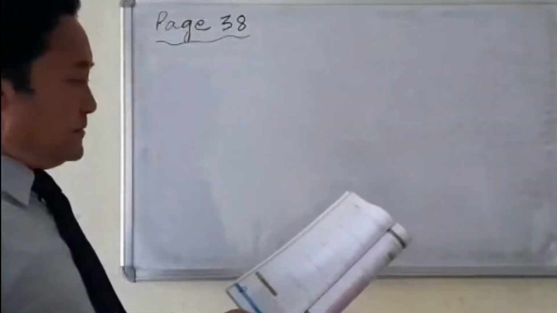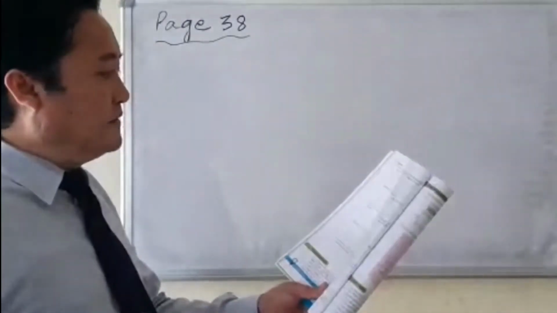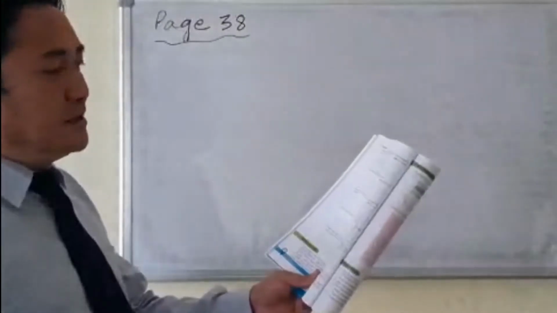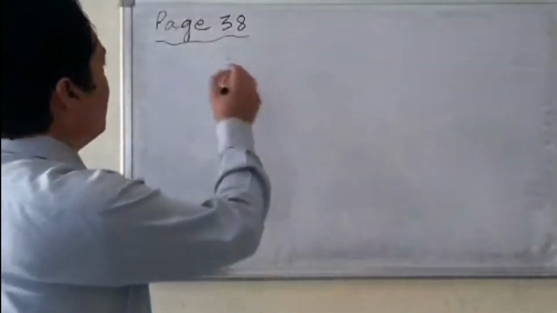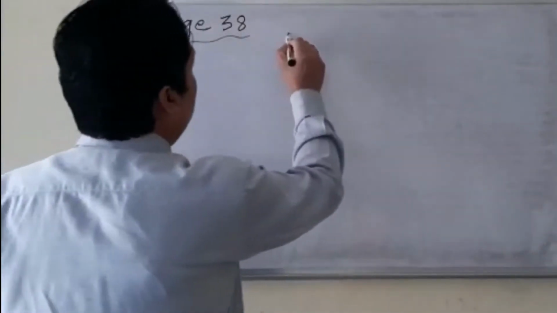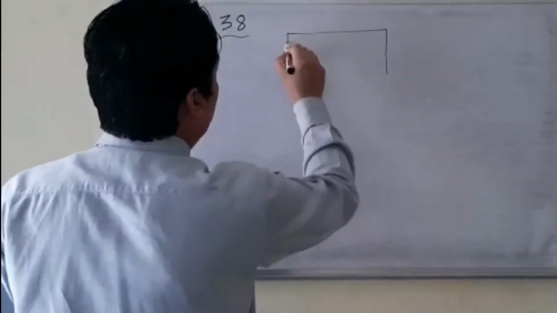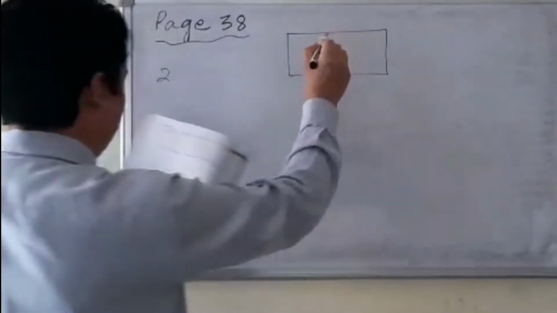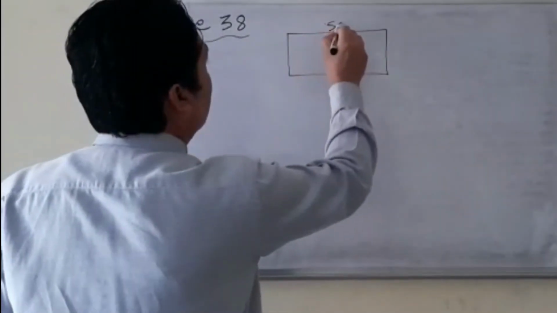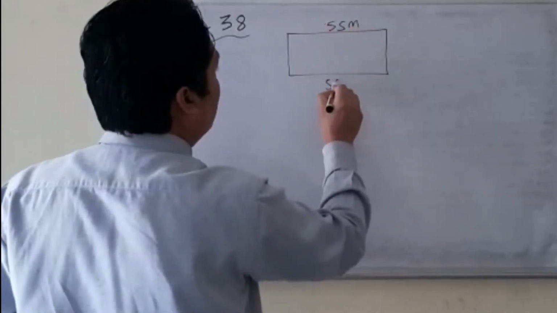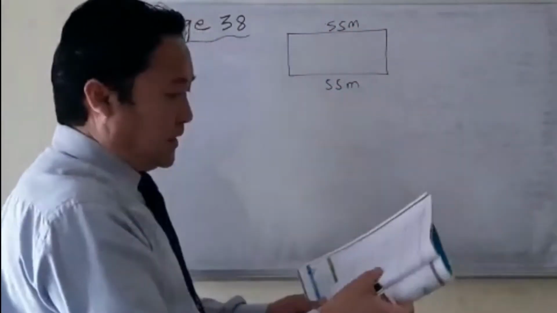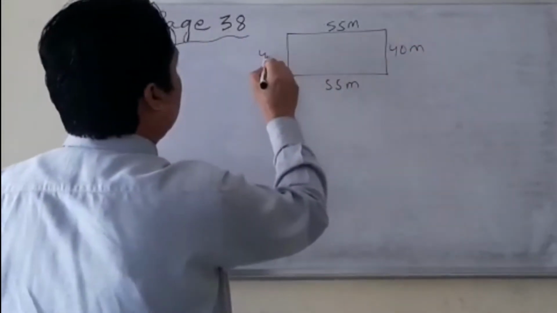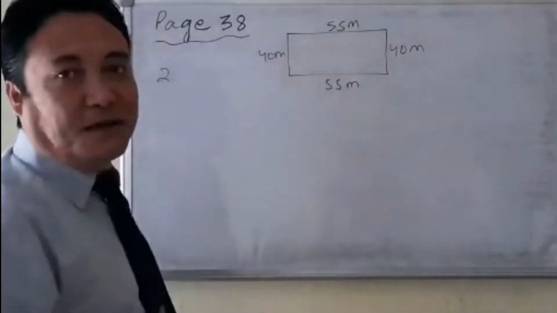Now the second question is: the length of a rectangular field is 55 meter and its breadth is 40 meter, calculate its area. This is question number 2. There is a rectangular field, this is the shape of a rectangle. This is the length, given as 55 meter, and the opposite side will also be 55 meter. Breadth is given as 40 meter, and this will also be 40 meter. So you have to find the area.